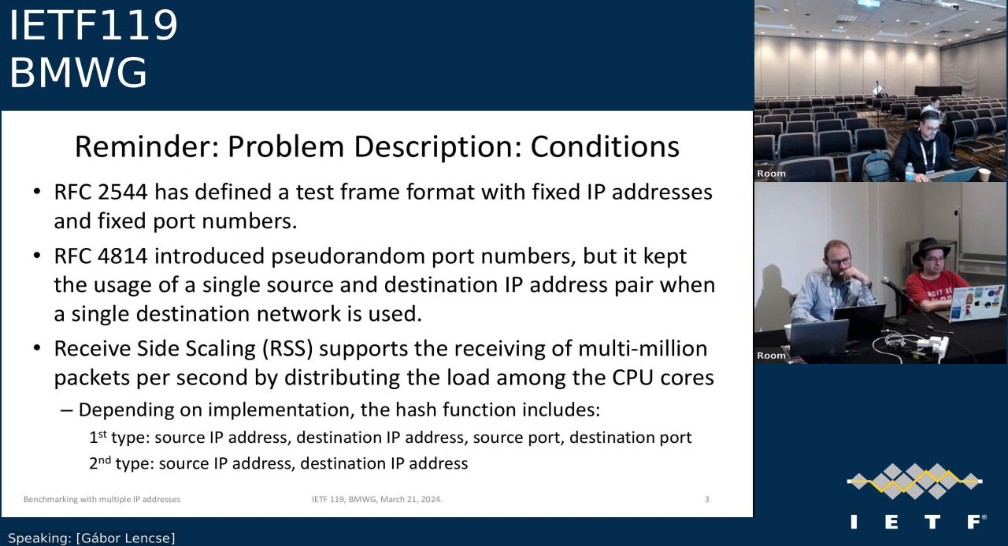However, as technology improved, we have receive side scaling, which supports the receiving of multi-million packets per second by distributing the load of the interrupts among the CPU cores. RSS has two kinds of implementation. The first type uses source IP address, destination IP address, source port number, and destination port number in the hash function. The second type uses only the IP addresses, source and destination IP address, and doesn't use the port numbers. Next slide, please.